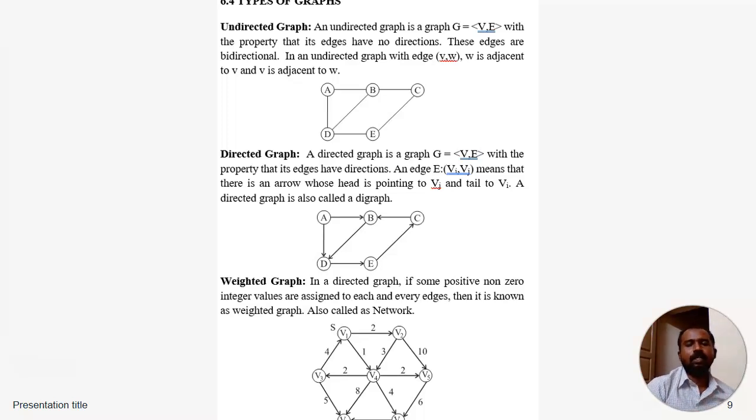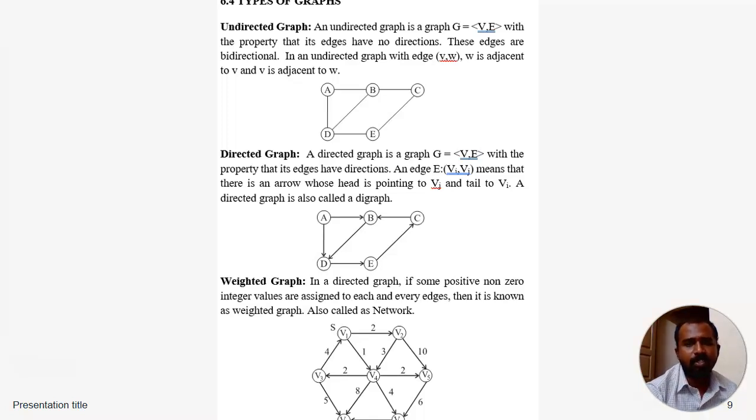What is meant by a directed graph? A directed graph is a graph G equal to vertices and edges with the property that edges have directions, and an edge E comma Vi Vj means that there is an arrow whose head is pointing to Vj and whose tail is at Vi. A directed graph is also called a digraph. This is the directed graph.